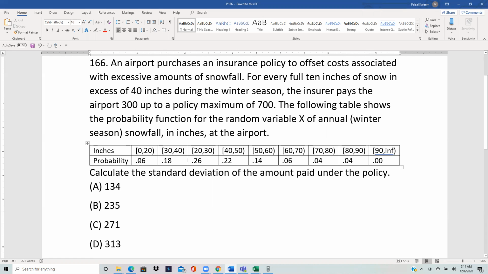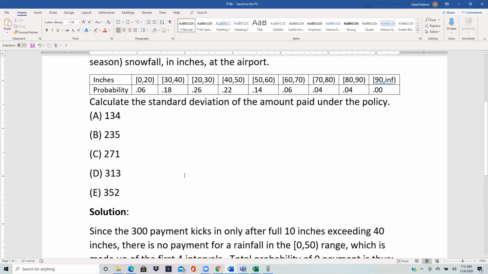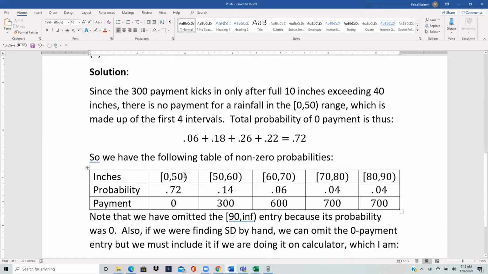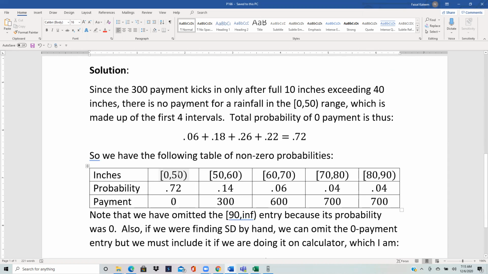So let's add these: 0.06, 0.18, 0.26 plus 0.22. That gives you a total of 0.72. So the probability is 0.72 that the snowfall will be between 0 and 50 inches, and the payment for that will be 0. Next we'll make a table which also includes the payment. So 0 to 50 is being lumped together, total probability is 0.72, and that payment is 0.